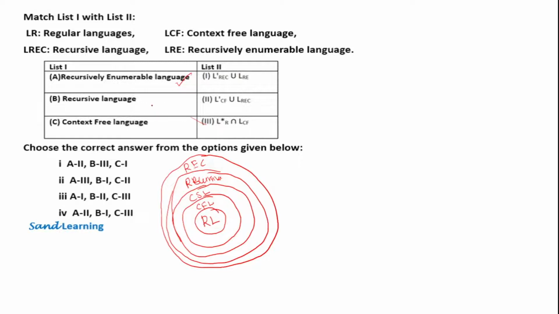Let me give you the explanation. The set of all strings which are generated from R, that is the regular language, intersection the context free language. So if we do the intersection of the regular language and the context free language, then we will get the context free language. So the answer is A1 B2 C3.